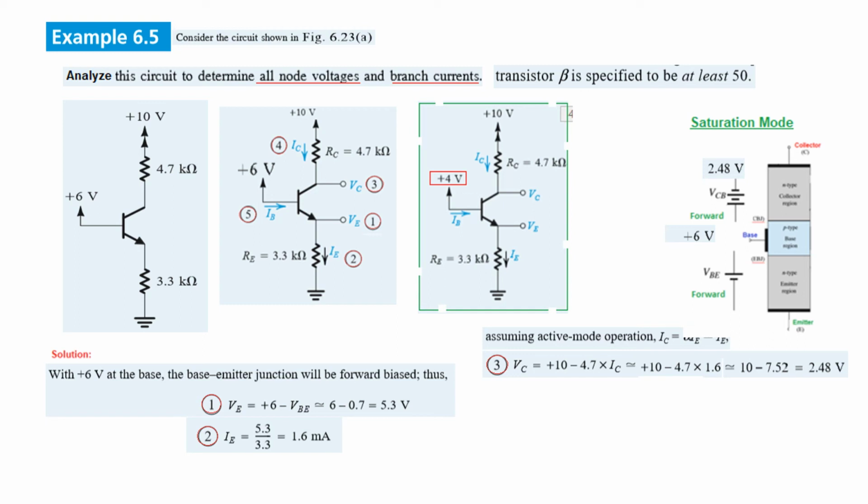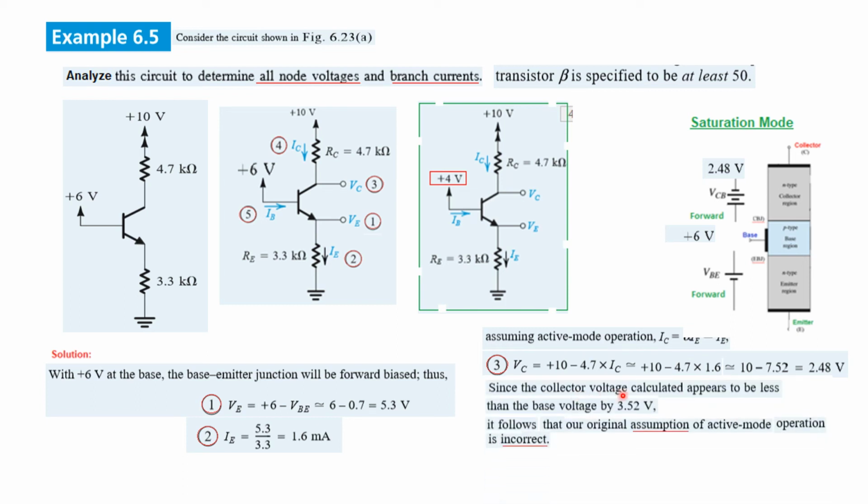And now look here what is happening, that the base is at 6 volt and the collector is 2.4 volt. That means this is now forward biased, positive to positive and negative to negative. So this is forward biased and base emitter is already forward biased. Therefore, this transistor is not operating in the active mode, rather it is operating in the saturation mode.